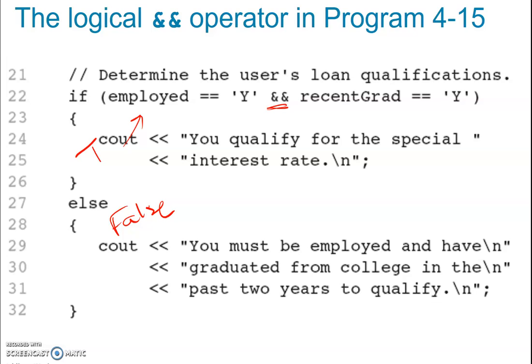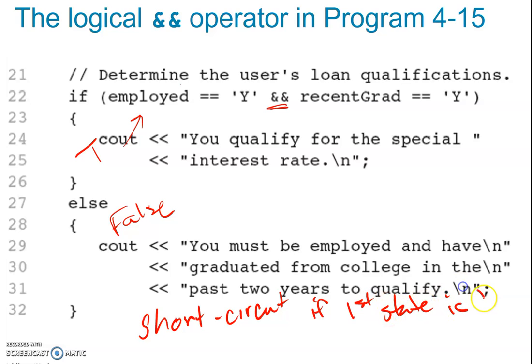The short circuit occurs when this is false. So the short circuit occurs if the first statement is false. And we talked about short circuiting last year a little bit, but you definitely need to understand this moving forward. So if they're not employed, it will short circuit and do the else automatically. It will not test the second half of the logical statement.